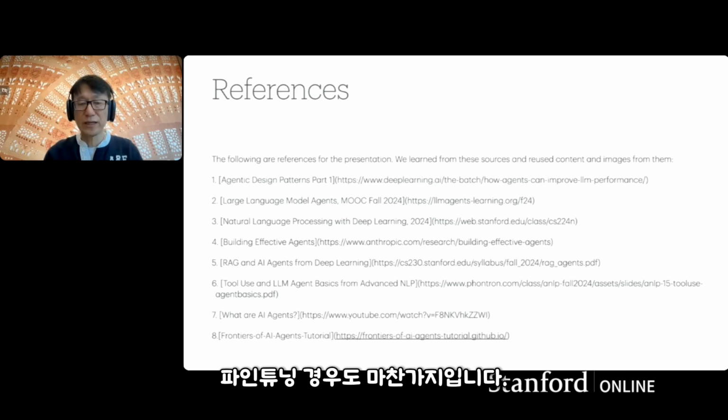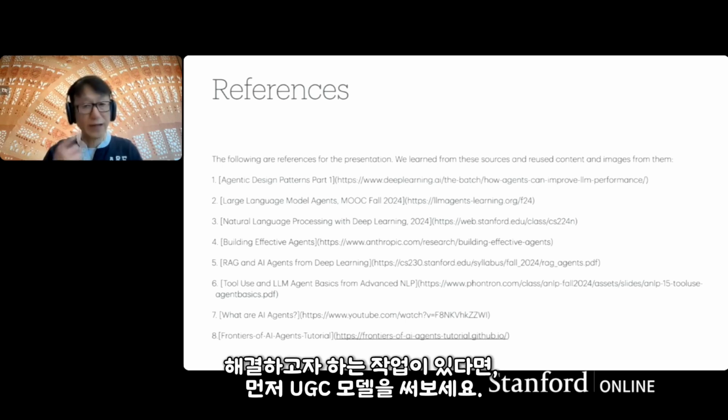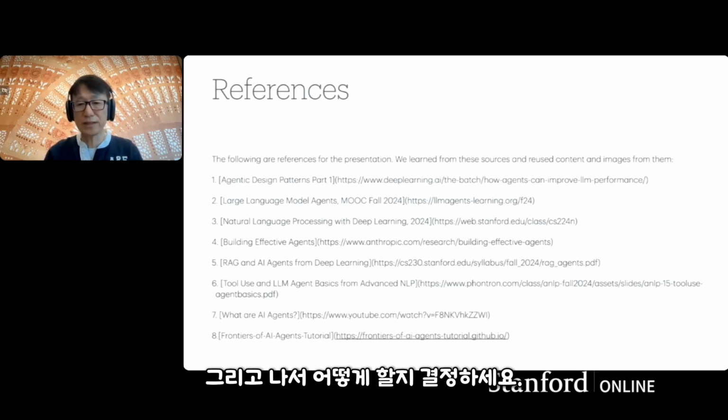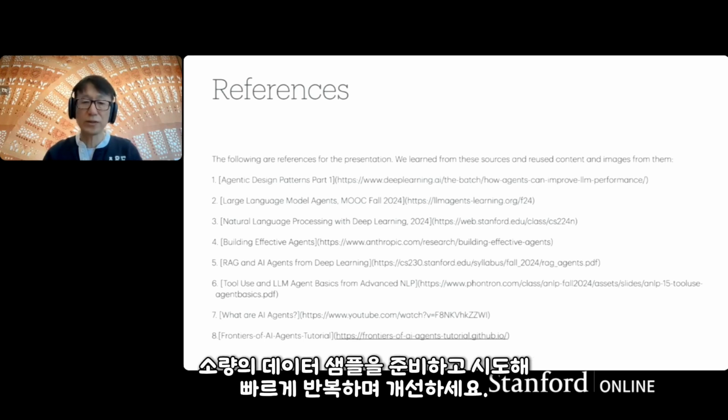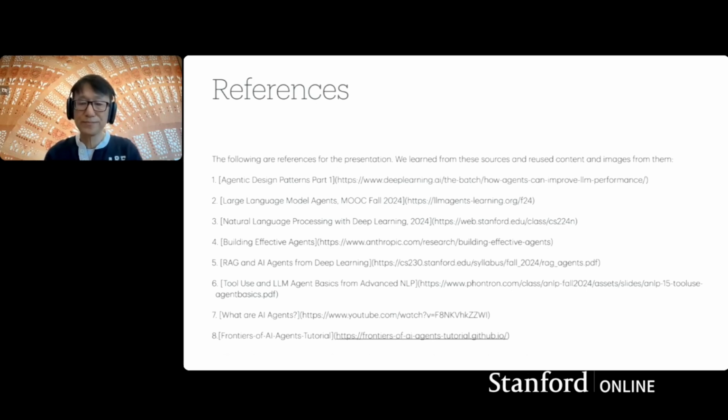Same for, I think, a slightly tangential topic, fine-tuning cases also. If you have a task that you want to solve, try to use the existing model first and see whether it makes sense or not, and then from there you could decide how to do it. Then you could prepare small data samples and try it, and make progress with really quick iteration instead of trying to invest too much upfront.